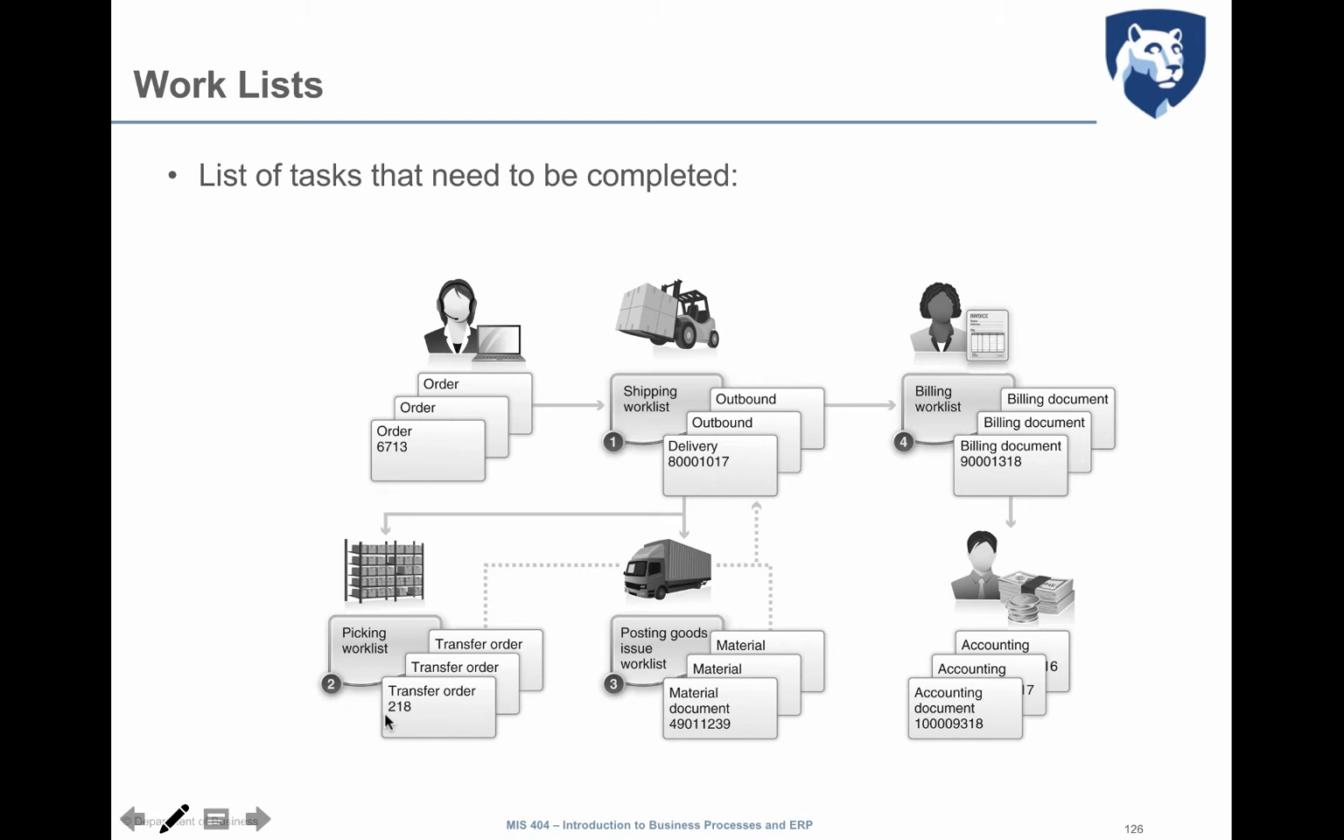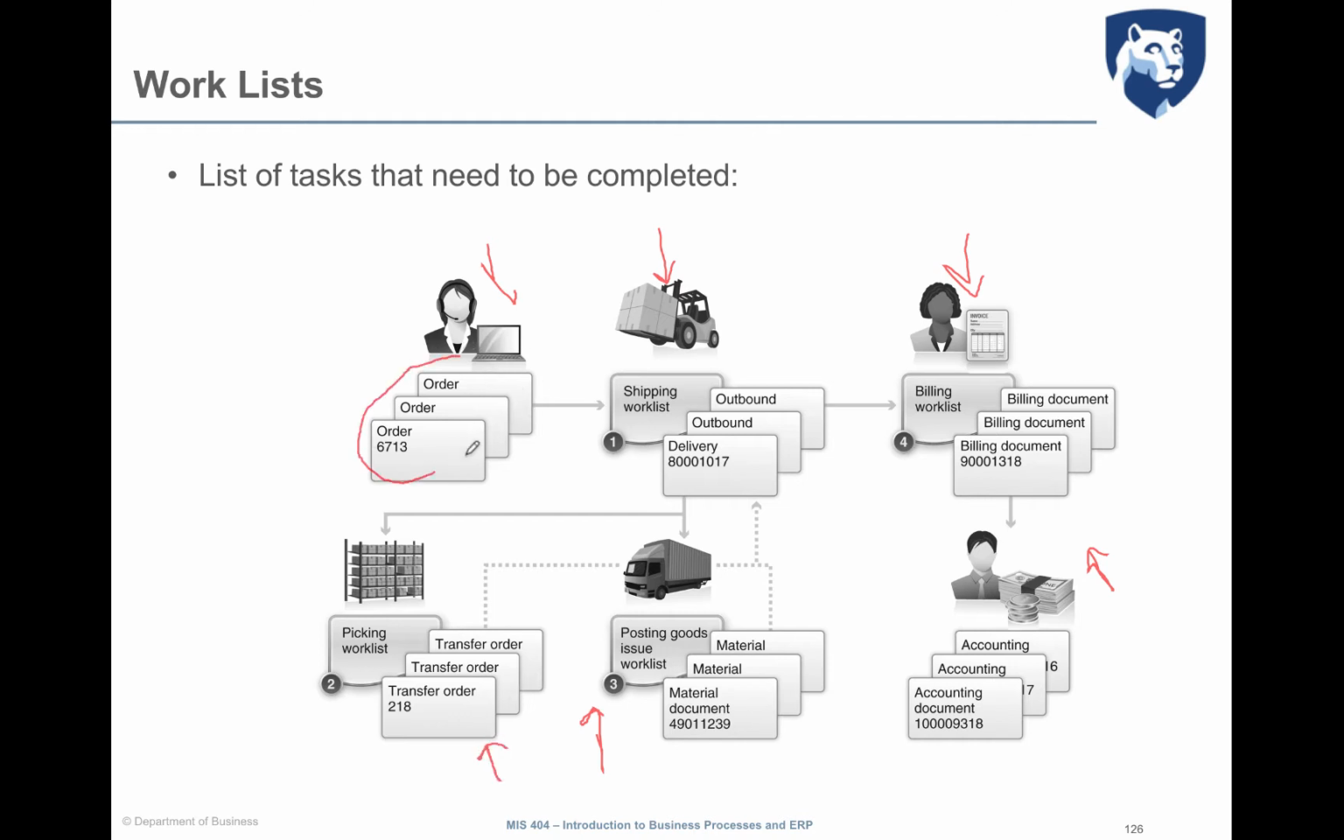Then work lists. Work lists have the same meaning as every other work list we saw in other processes. So work lists identify tasks that are ready for completion. This list can be generated for each task involved in fulfillment, such as preparing delivery, picking, post goods issues and billing. For example, here you see, in the fulfillment process, you have different steps like sales order generation, shipping, billing, accounting, posting goods, and so on, according to what you select.